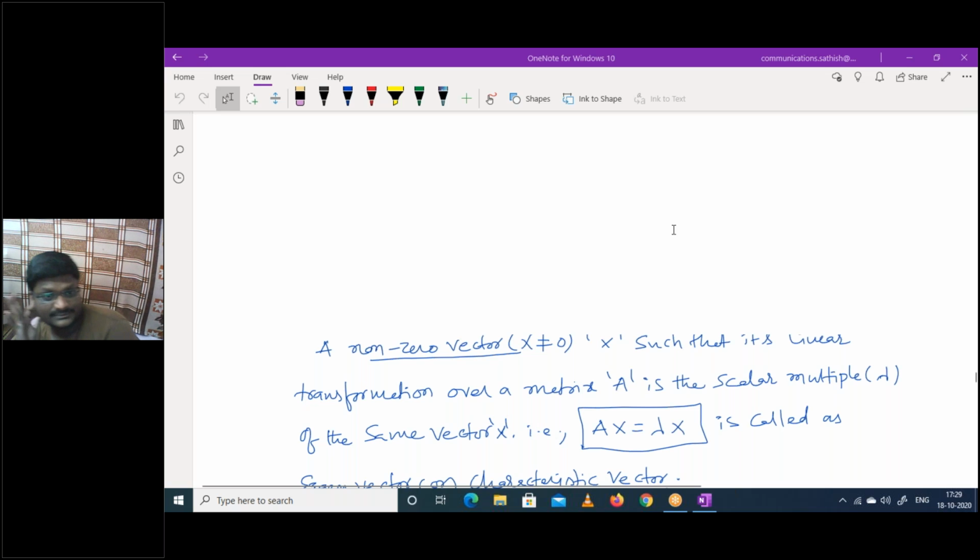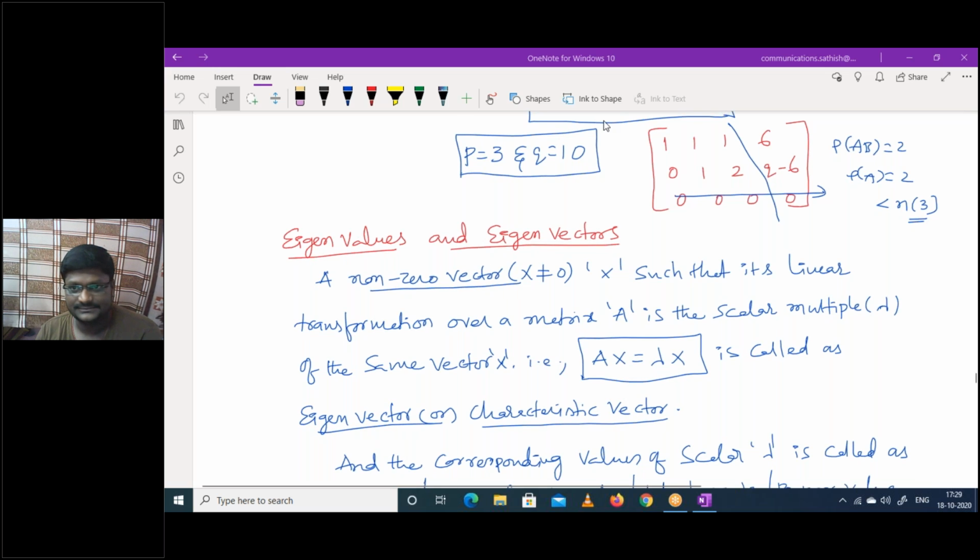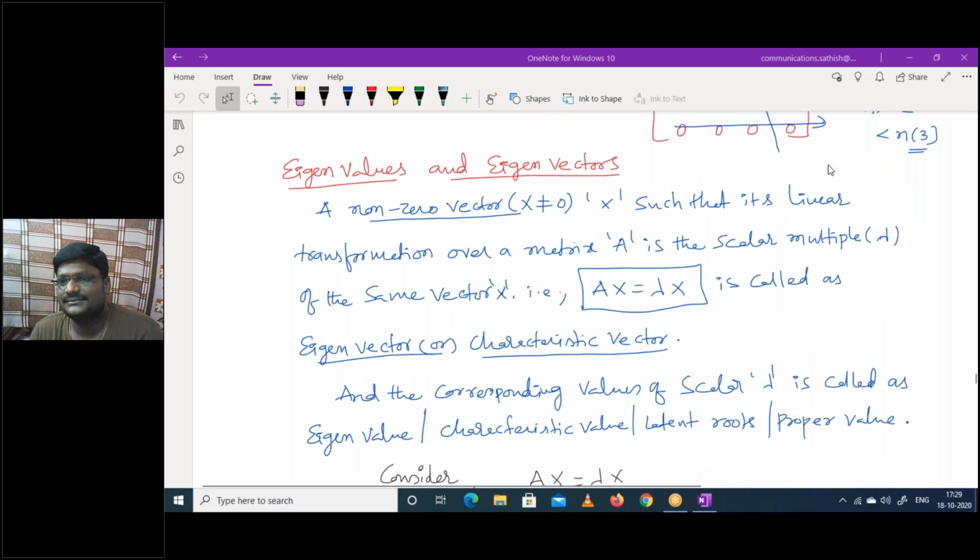Yeah, fine. Note down. The next topic is eigenvalues and eigenvectors. This is also the theoretical part, so what I am doing is just trying to see the definitions. Is it visible to you all? Yes, sir.